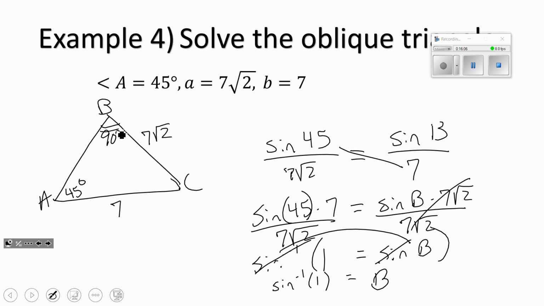So, knowing what you know, tell me what would the angle C be? Say it again. 45. I think this is a 45, 45, 90. And being really smart, what do you think this side is? Why 7 square root of 2? Because it's going to be the same.